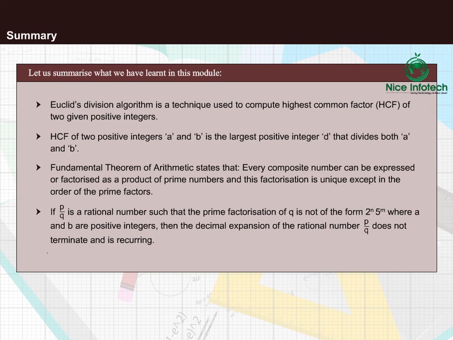If p over q is a rational number such that the prime factorization of q is not of the form 2 raised to the power n times 5 raised to the power m, where n and m are non-negative integers, then the decimal expansion of the rational number p over q does not terminate and is recurring.